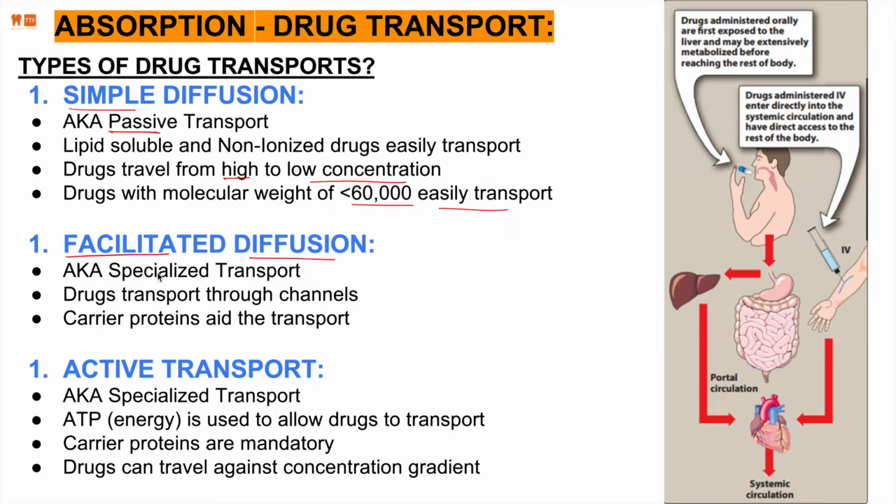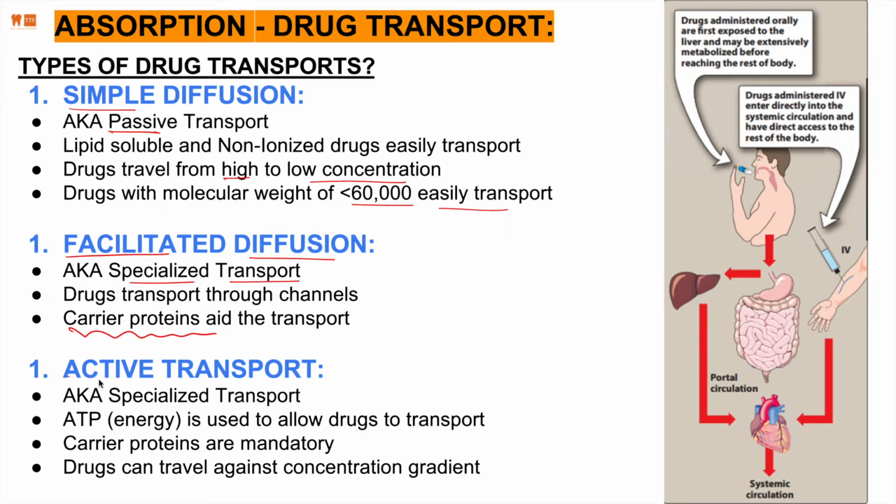Facilitated diffusion is specialized transport. The drugs will transport through the channels. Carrier proteins aid the transport. So this is facilitated by carrier proteins. Right? They have specific, specialized channels that the drug will travel through.